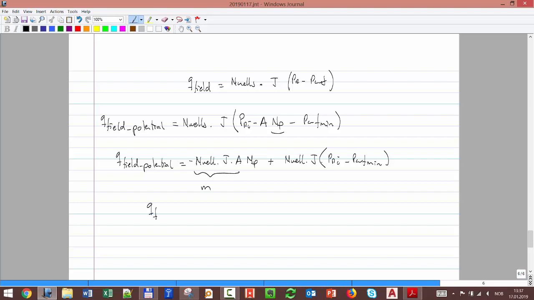So Q field potential will be minus M NP plus, and what is this guy here? That's the maximum my field can produce at original state, right? The first day, if I fully open the wells and put them operating at the minimum pressure, that's the maximum I can get, right? So I'm going to call that Q field potential O, original.